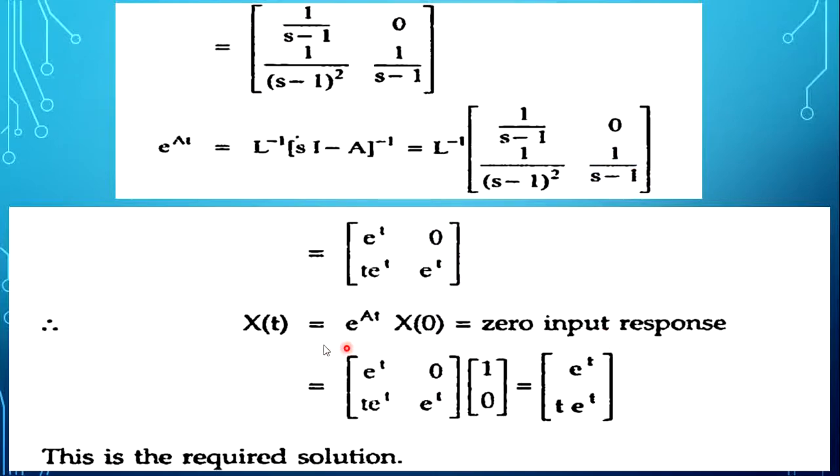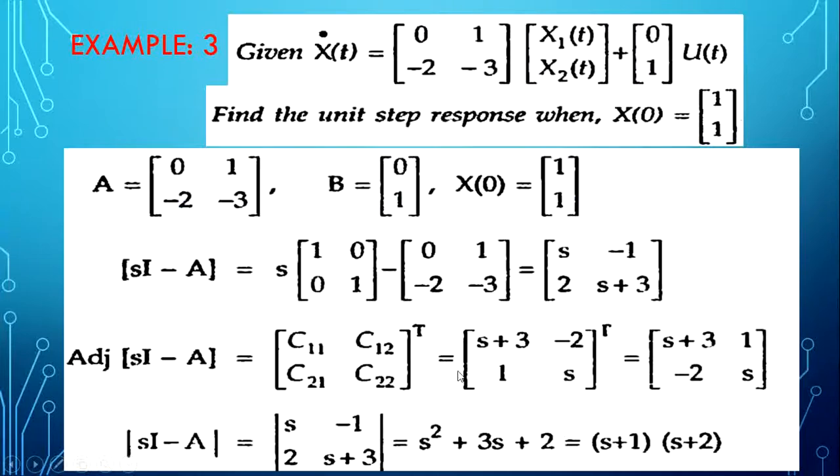So the zero input response: the solution for the homogeneous equation x of t is equivalent to e to the power At x of 0. This is the e to the power At matrix, and x of 0 is given in the example as the initial state vector 1, 0. Now multiplying these two matrices, the final solution obtained is e to the power t, t e to the power t. This is the required solution. We will see the next example.